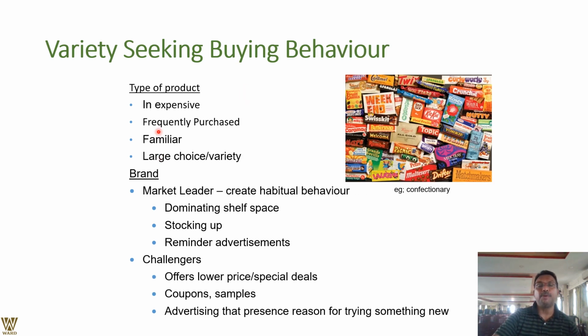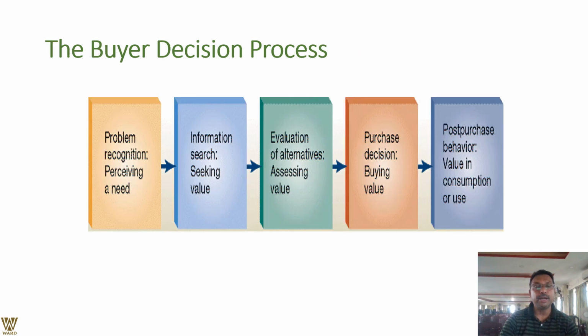Variety seeking behavior applies to products which are essentials. Now we look at products where you have n numbers of products in a similar price band with minute differences. It is inexpensive, obviously purchased on a much more frequent basis, familiar, and large choice and large varieties are available. So market leaders create habitual behavior with dominant shelf space, stocking it up and making it visible to the consumer. Eventually the consumer has to pick it up. Challengers offer lower prices, special deals, coupons, samples, and advertising, giving a reason for trying out something new.